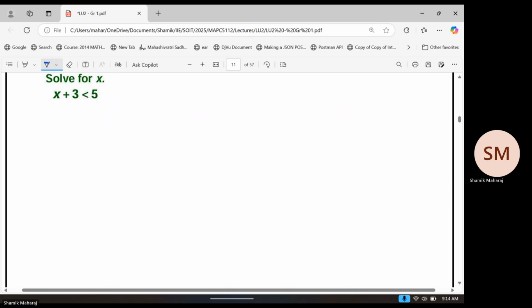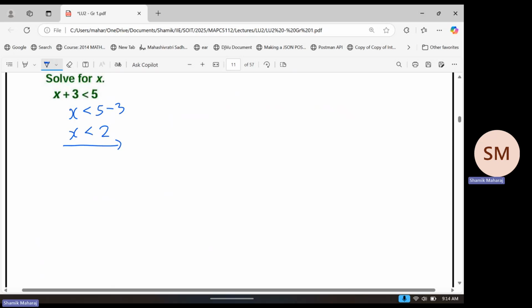So find the solution first. Let's just move all the numbers to one side. So 5 minus 3 on this side, x is less than 2. Right? You guys agree with that part? That's the solution. It's usually just like an equation, no different.